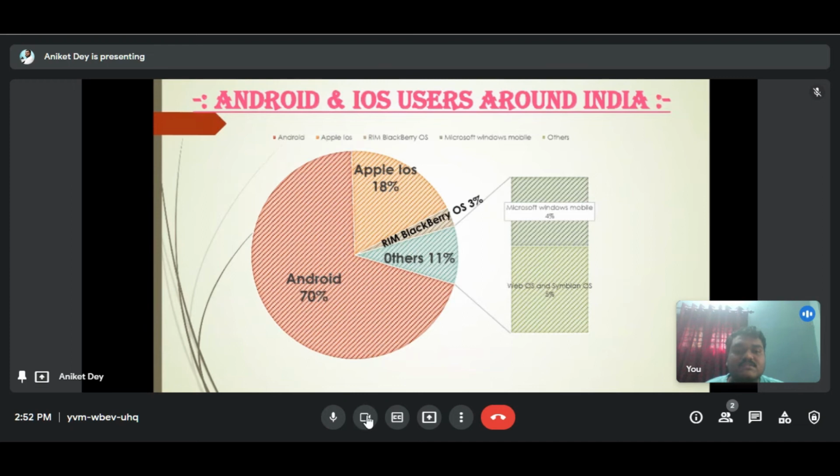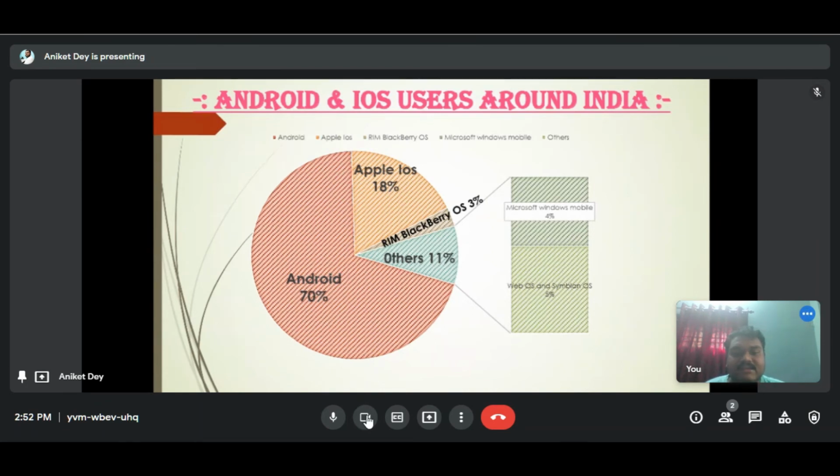Second one, Apple iOS, which I have shown, that is 18% of people are using, because those phones are costly, first of all, and secondly, those are highly secured phones. Apple phones are always trying to protect your privacy and your data from others. So that's why these phones or the tablets or the computers are highly costly.